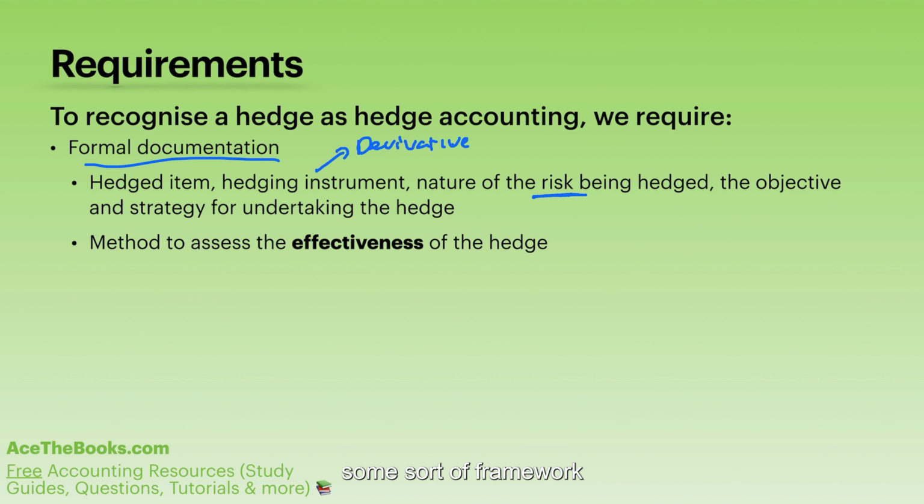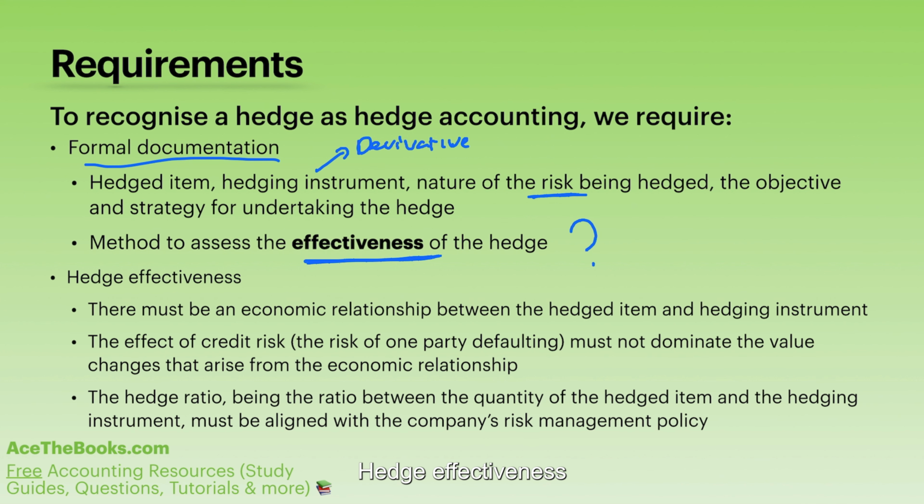So it must outline some sort of framework that is going to be used to actually execute the hedge. The formal documentation that is maintained must also stipulate how the hedge effectiveness is going to be measured and assessed. So what do we actually mean by effectiveness? Hedge effectiveness requires that there is an economic relationship between the hedged item and the hedging instrument.